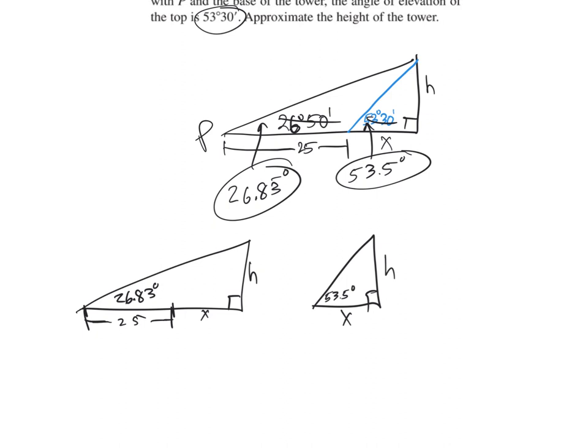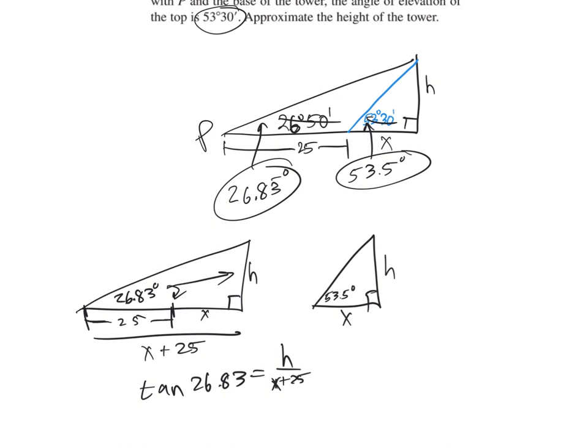Well, first of all, what do we have here? Opposite leg over the adjacent leg. The adjacent leg is the whole thing here, X plus 25. So what we now have, opposite over adjacent, is the tangent of 26.83 is equal to the opposite leg over the adjacent leg. On the one over here, again, opposite over adjacent, that's the tangent of 53.5 equal to the opposite leg over the adjacent leg.